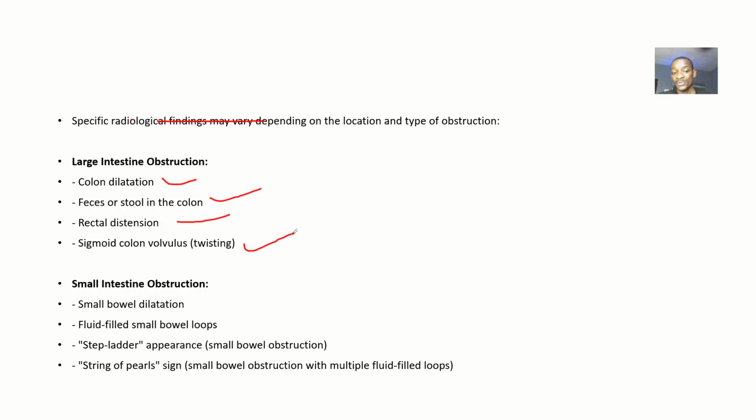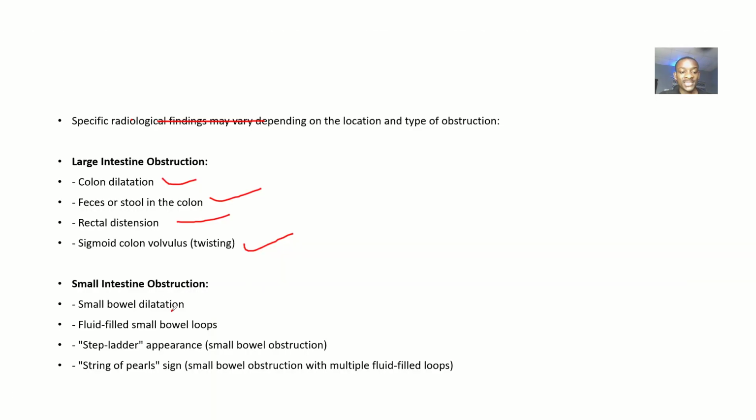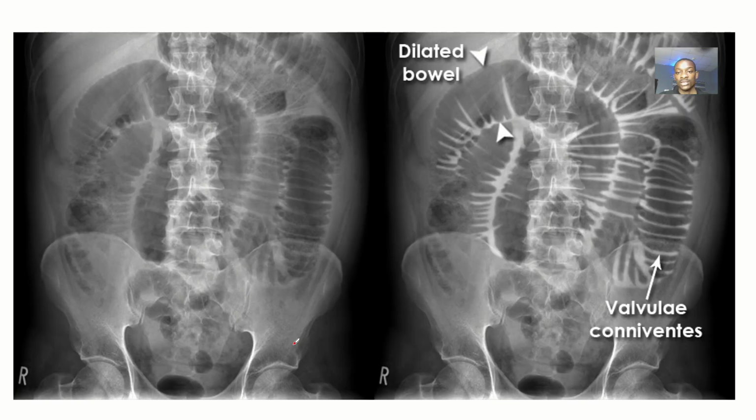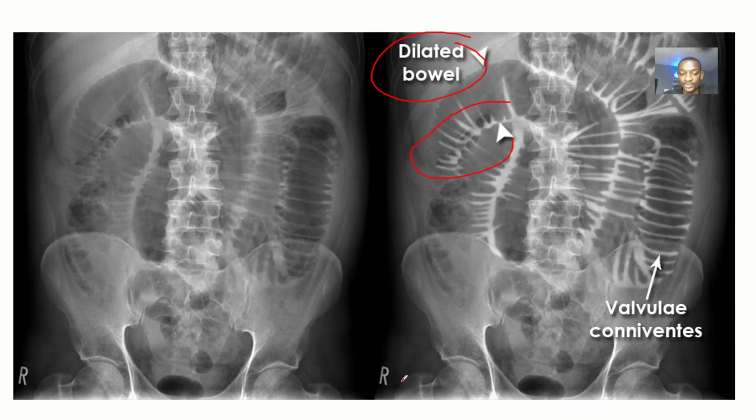For the small intestine obstruction now, you might see small bowel dilatation, fluid-filled small bowel loops, step ladder appearance. That's a small bowel obstruction. Okay, this one is a dilated bowel, right? But it's like a step, right? Step, step, step. Okay. Then you might see string of pearls sign, that's small bowel obstruction with multiple fluid-filled loops.